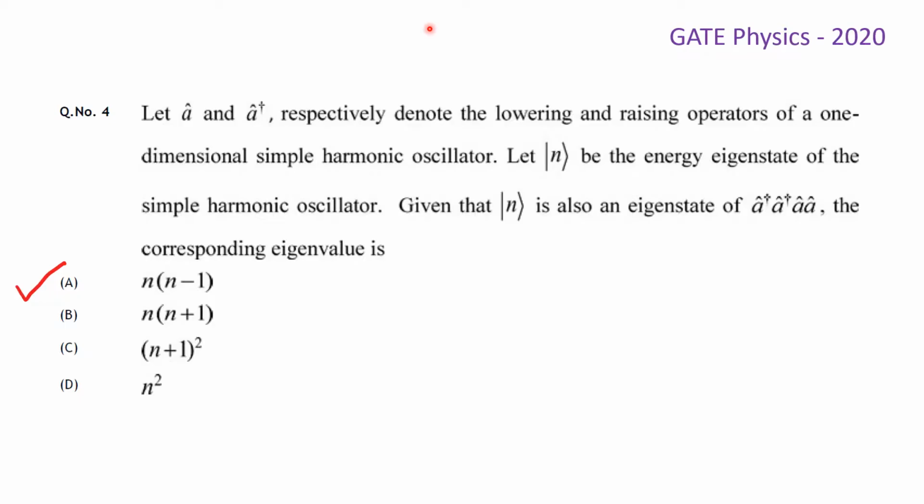According to the solution, we found that when the operator a cap dagger, a cap dagger, a cap, a cap is acting on the eigenstate n, it returns the eigenvalue in option A, that is n into n minus 1. So option A is the correct answer for this question.